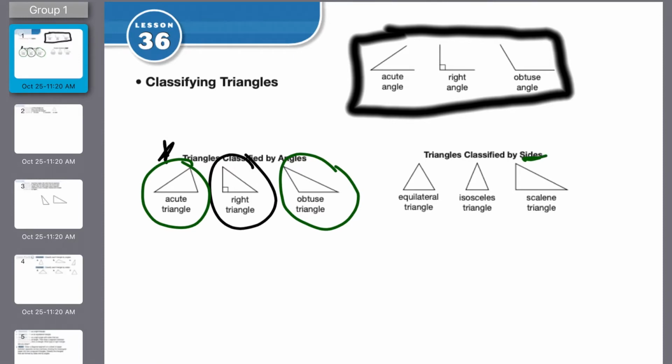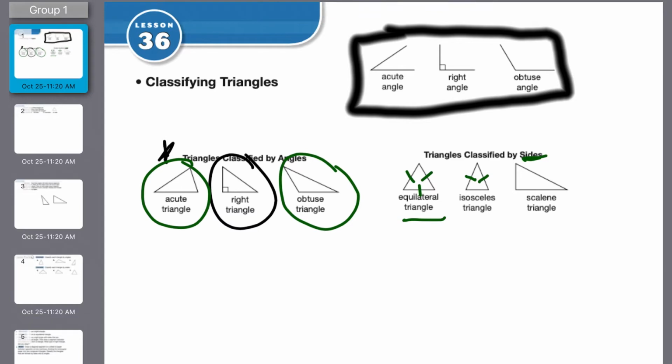So you have equilateral, which means every side is equal. This side, this side, and this side are all the same length. Isosceles, that means two sides are equal, so this one and this one are the same length. And scalene, which means none of the sides are equal in length. They're all a different length.